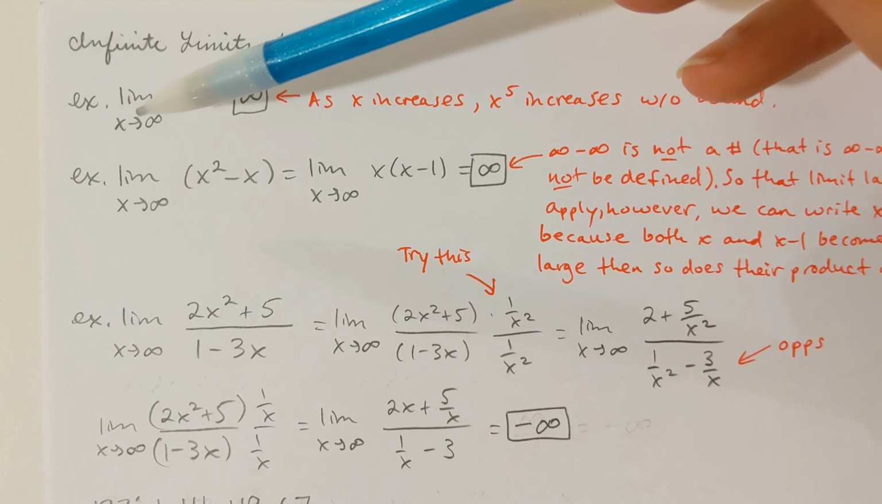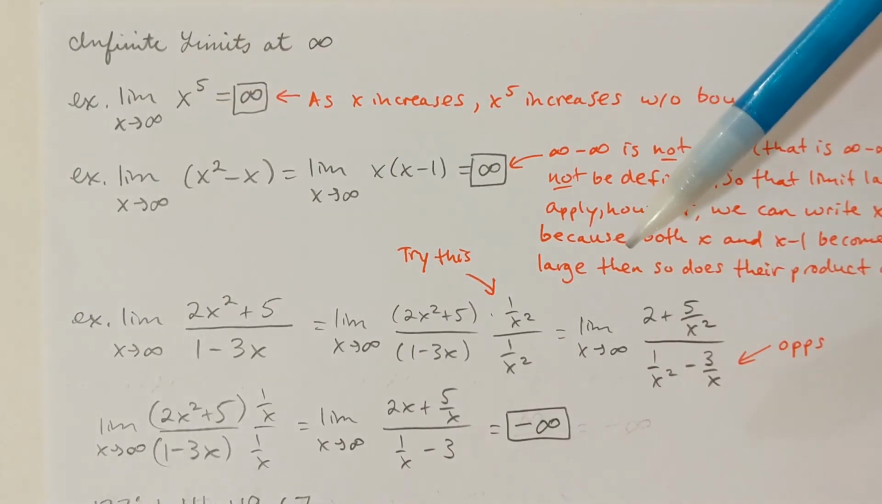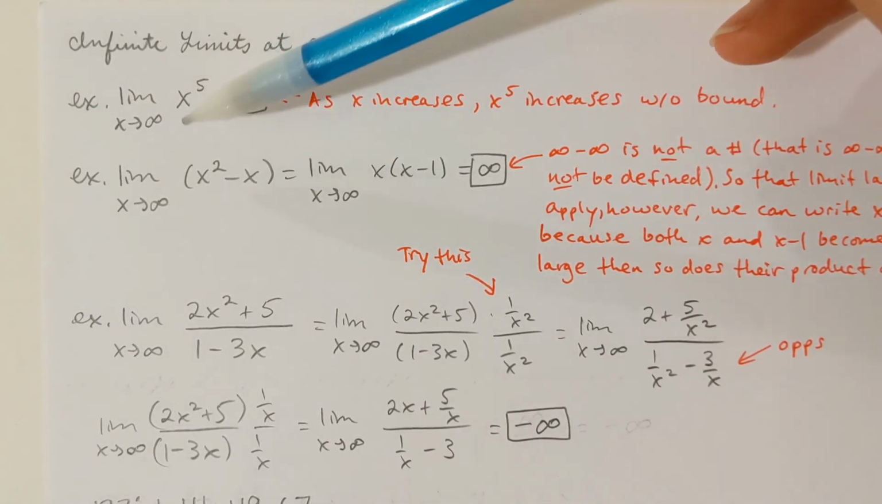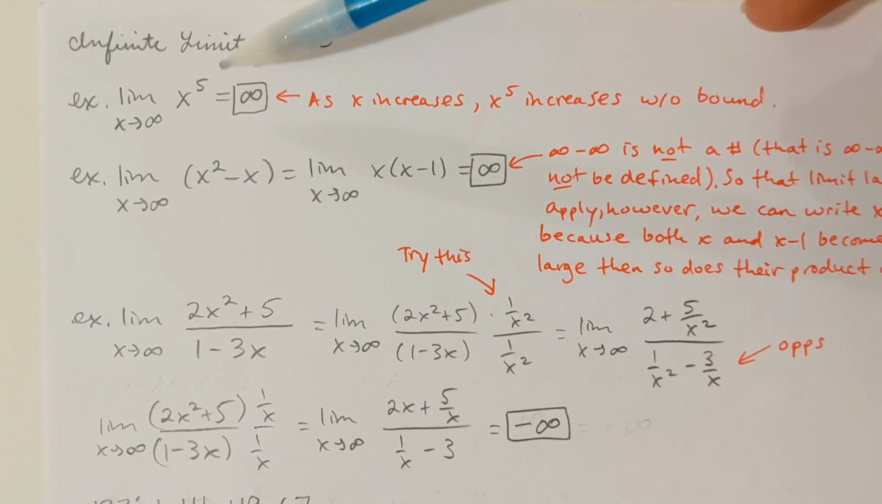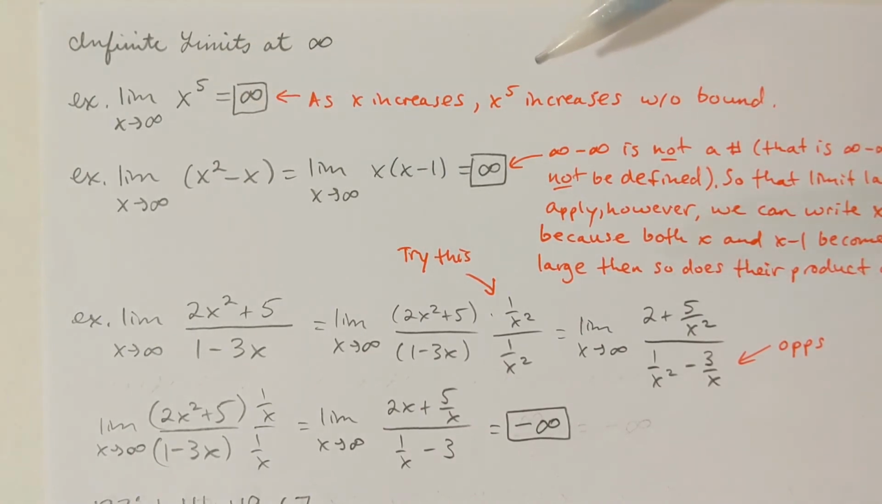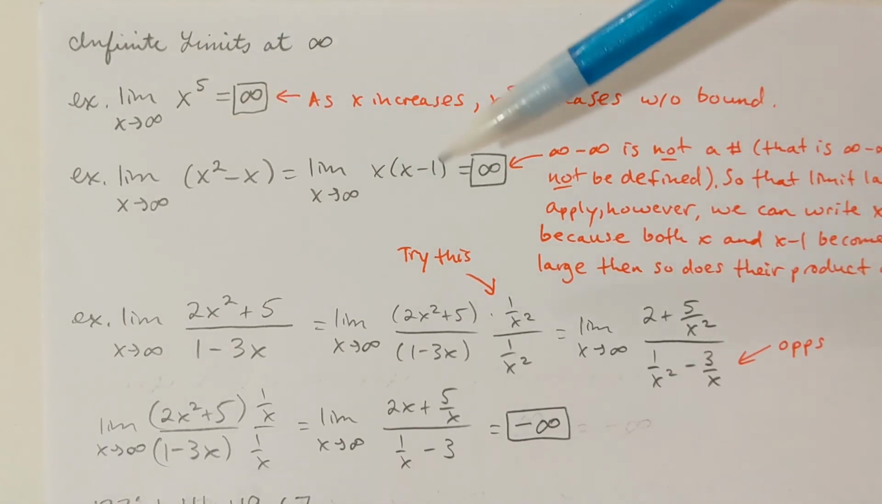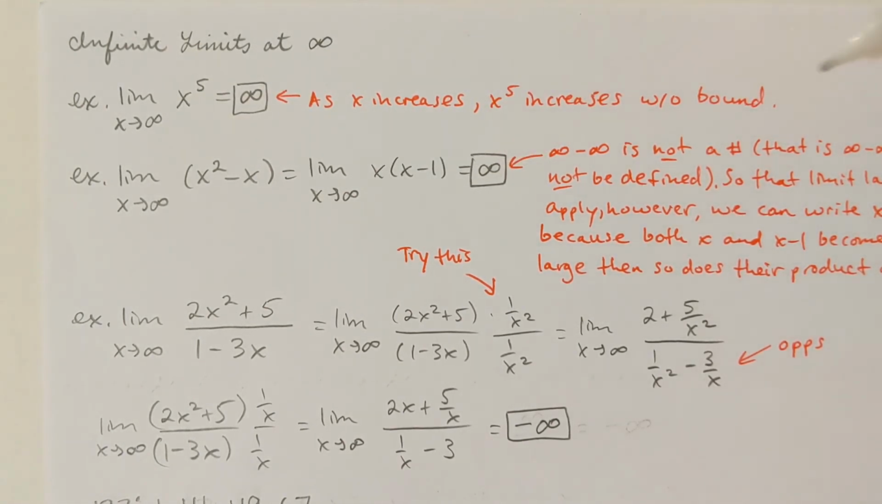What if we want to find the limit as x approaches infinity of x to the 5th? Well, x is growing without a bound. So x to the 5th would be growing without a bound. The answer is infinity. Okay. Now what this means to us is that as we head out on the x-axis, the y values are going to increase without a bound. So in quadrant 1, this curve is going to be heading upward and outward. Okay.